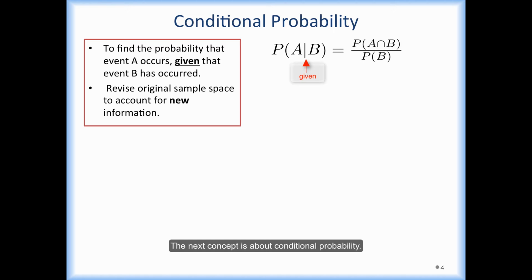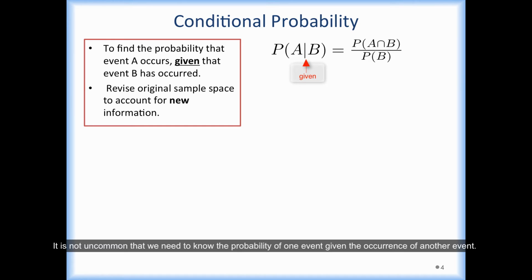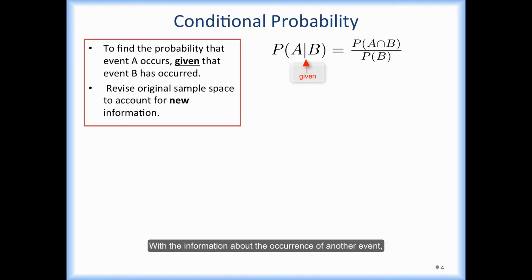The next concept is about conditional probability. It is not uncommon that we need to know the probability of one event given the occurrence of another event. With the information about the occurrence of another event, we may revise the likelihood of the event that we are interested in. Think about this example.